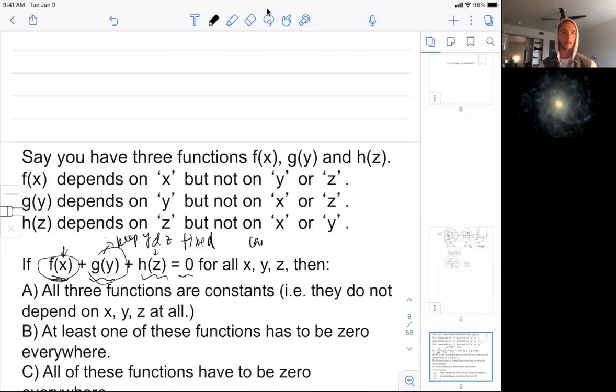They cannot depend on x or y or z, which means that f of x has to be some constant, g of y has to be another constant, and h of z could be another constant. They could all be 0, but they could also be constants that add up to 0. So A is correct. Thank you for sharing the thoughts.